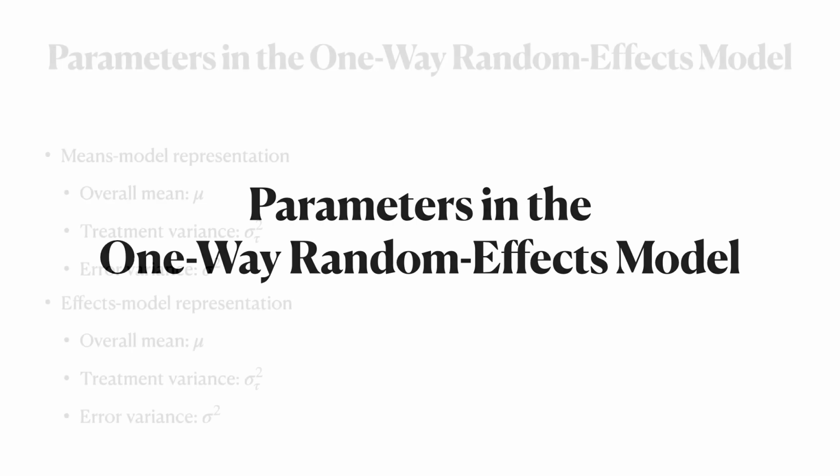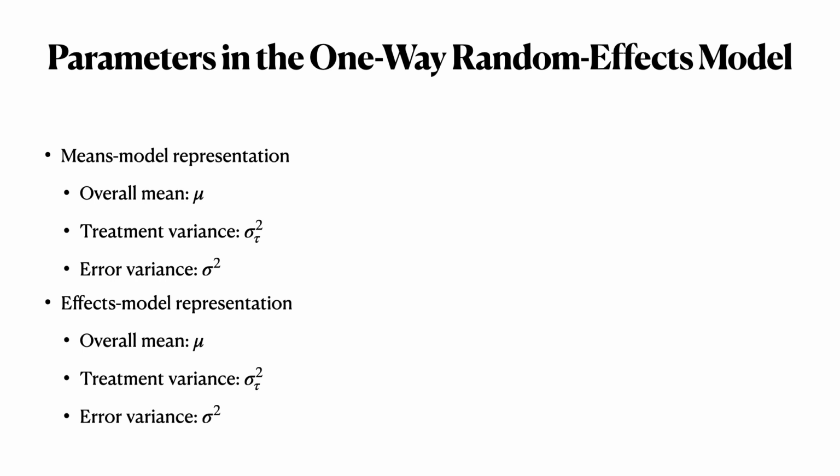Next, let's identify the parameters in the one-way random effects model. In the means model representation, we have the overall mean, that's one parameter. We have the treatment variance, sigma squared sub tau, that's an additional parameter. And we have the error variance, sigma squared, one more parameter. And so in the means model representation, we have three parameters that need to be estimated.